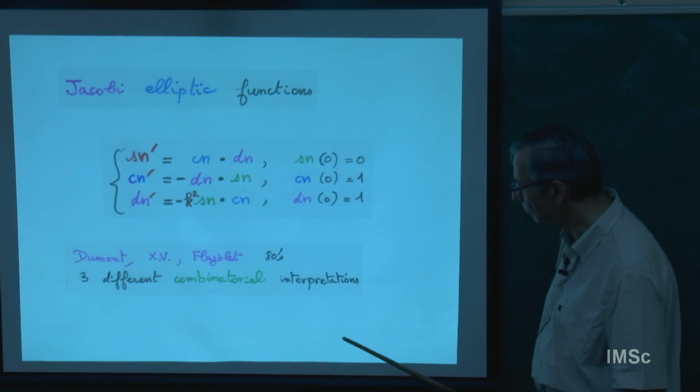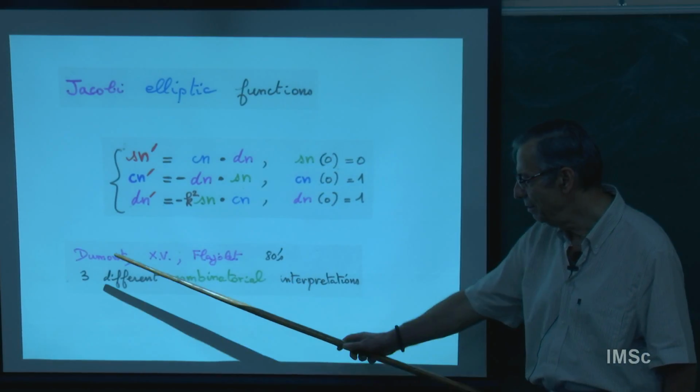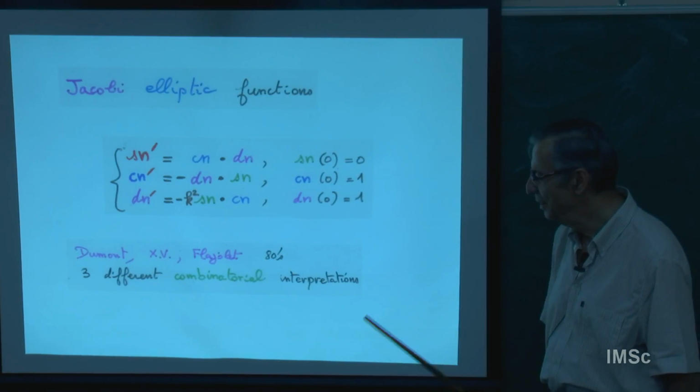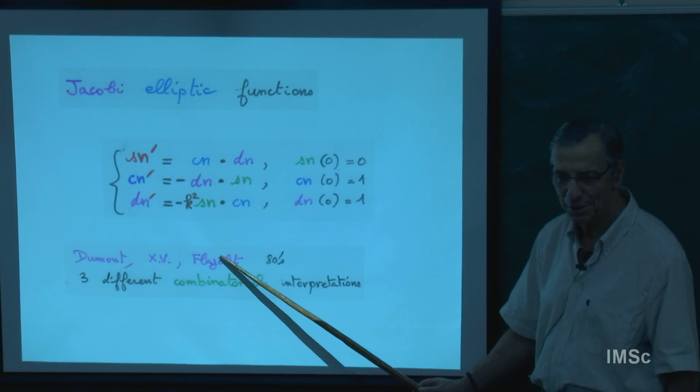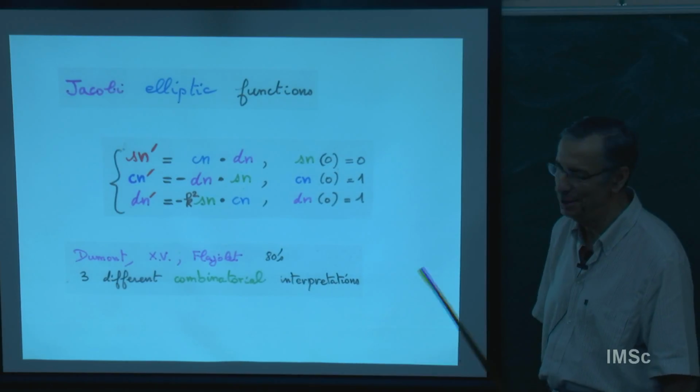In fact, there are three. This was in the 80s, and each of these people gave a different combinatorial interpretation. So this was with the differential equation, this was with continued fractions, and this was a set generation. The other one was another generation.